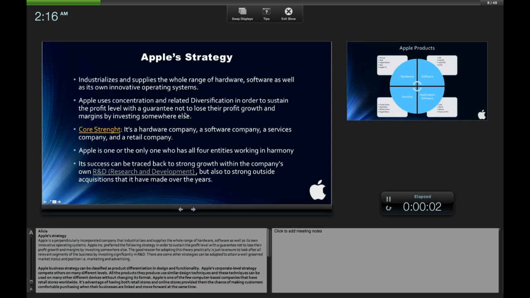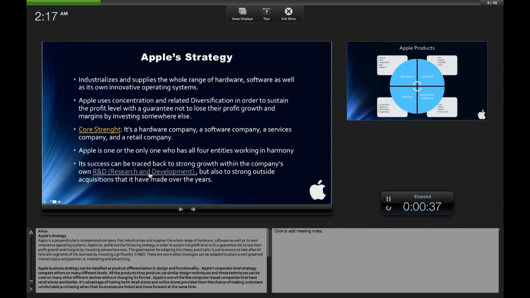So basically just say, oh, every investment that they've done has been to research and development, and then just keep going from that. And then say their core strength is a hardware company, a software company, a service company, and a retail company. Apple is the only one who has all four entities working in harmony. Its success can be traced back to strong growth within the company's own research and development, but also strong outside acquisitions that it had made over the years.